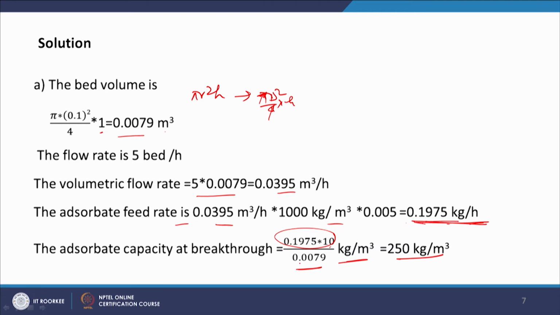If we have the density of the adsorbent material, then we can convert it into kg per kg or mg per kg. So, we will be able to get the specific uptake, and here we are asked for adsorbent capacity at breakthrough. This is adsorbent, we can say, not adsorbate, capacity at breakthrough is this much.